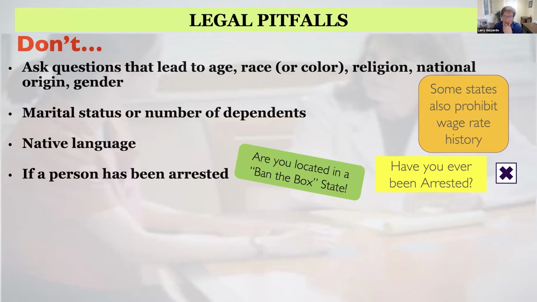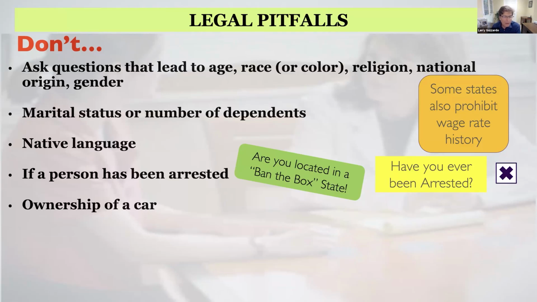Some states also prohibit asking wage rate history. Georgia's not one of them. I know Florida's not one of them. I know that Massachusetts is. I believe Colorado is, and so is California. It's easy to look it up in your state. So you just don't want to get in trouble with the Department of Labor by asking questions that the state says you shouldn't be asking.